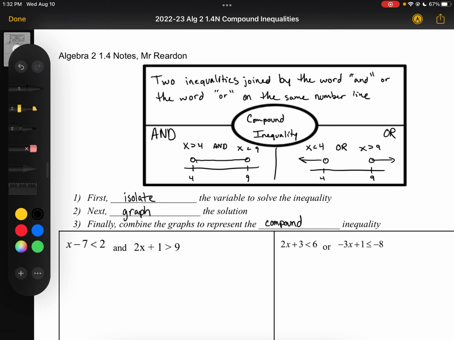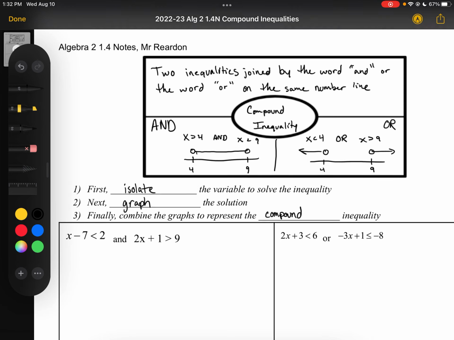So we're going to go through a couple of examples here. Just like the other video the other day, I'll do one, then I'll ask you to do a very similar one, and we'll do that a couple of times, and that'll take us to the end of the video.